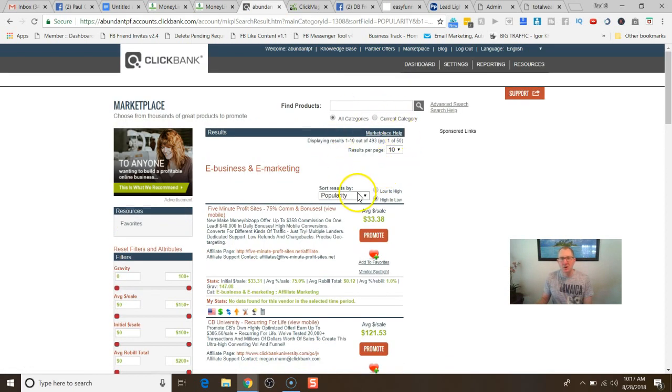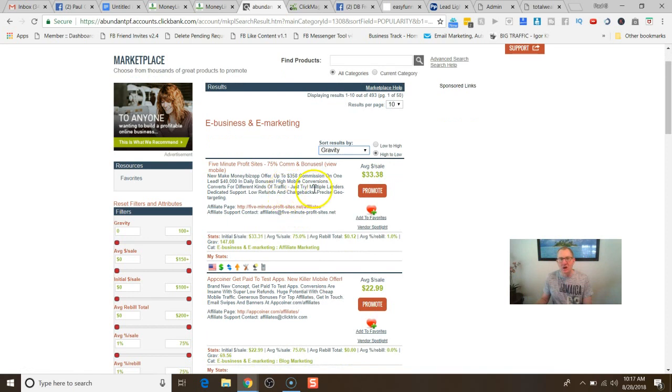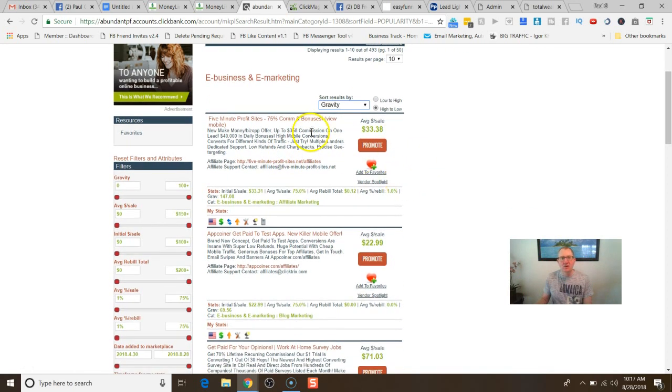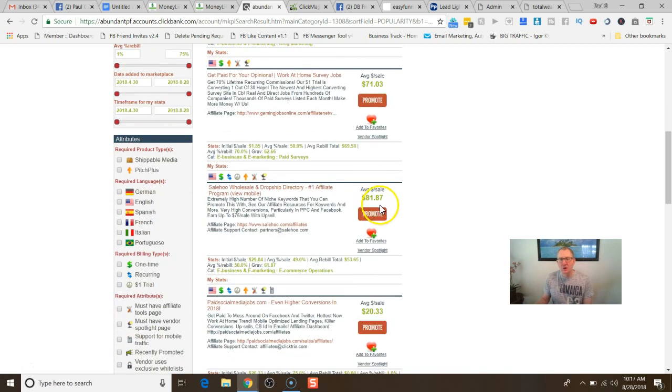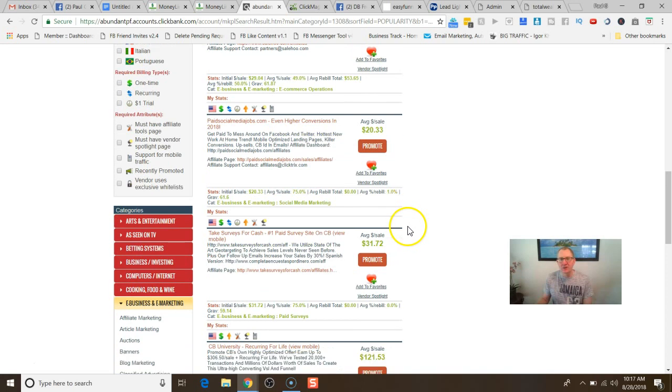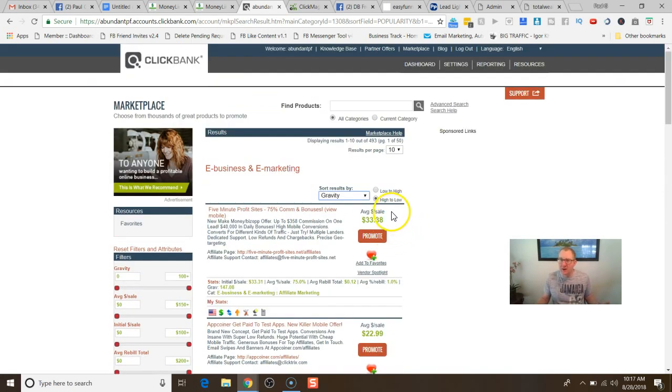So let's just go. What you want to do is select gravity, and then find what has a high gravity, okay? And once you find that, then you could just look over a product. This one pays you $33.38 a sale. This one pays you $22.99 a sale. This one pays you $71.03 a sale. This one pays you $81.87 a sale, $20.33. So right away, I've already proven that you can start making money online for free. It's really quite amazing how many opportunities are out there.